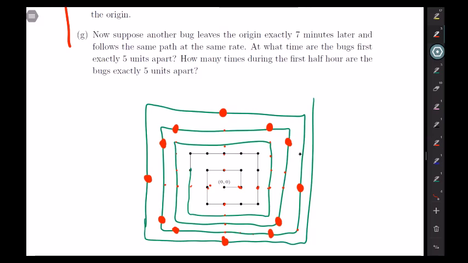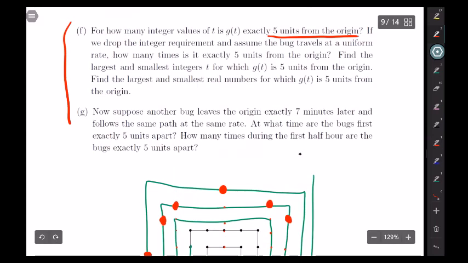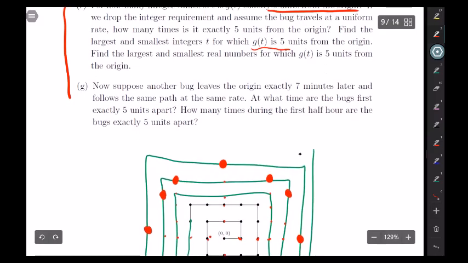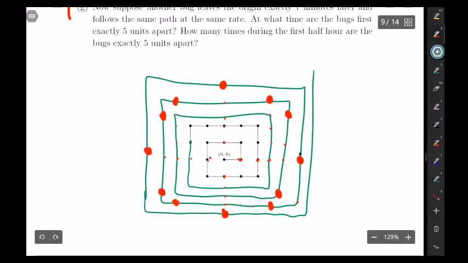Now, the question says, okay, so far this answer 12 is correct. If we drop the integer requirement and assume that the bug travels at a uniform rate, how many times is it exactly 5 units from the origin? Okay, so this question is weird. Find the largest and smallest integer t for which g(t) is 5 units from the origin. All right, so which one is the largest t and which one is the smallest t? Let's just do for the integers. What is the smallest t? Smallest, and then the largest t. This is tricky.